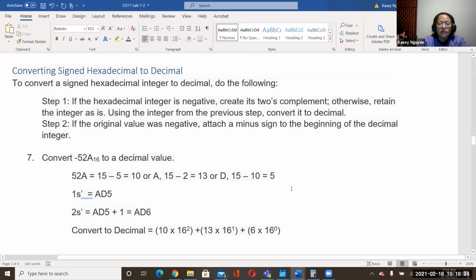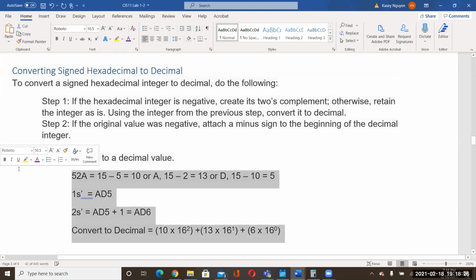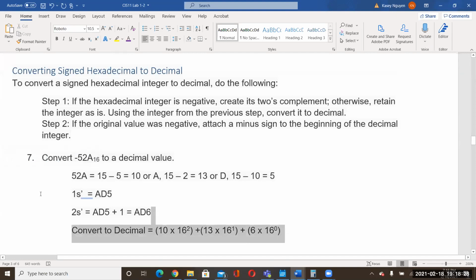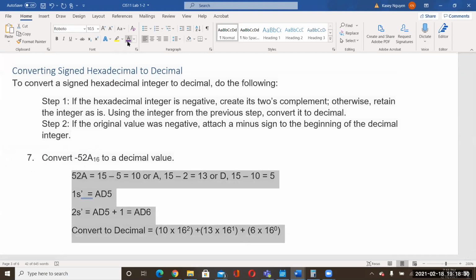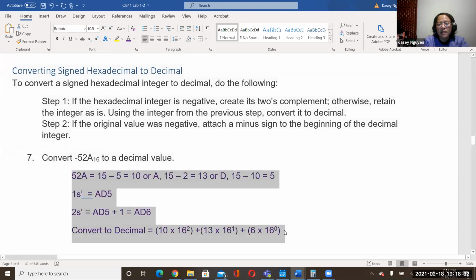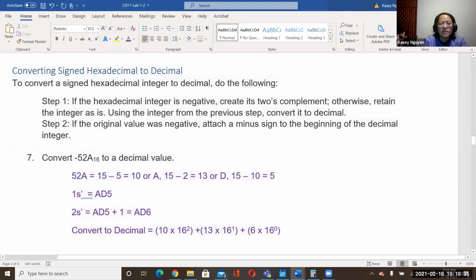Any question? Professor, do you mind repeating what you just said, that quick little short part? Yeah, so once you have the decimal right here, remember what it says right here: if the original value was negative, and we have a negative here, attach the minus sign to the beginning of the decimal. So once you have the sum added up here, then you just put the negative sign in front of that decimal. Oh, because it's like a negative number now, right? Yes. Okay, I see what you're saying.